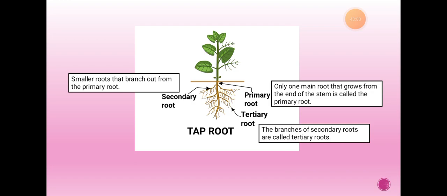Now, the smaller roots that branch out from the primary roots are the secondary roots. They branch out in different directions. The primary roots move into different directions, and furthermore, they convert into different directions, and then we have the secondary roots.